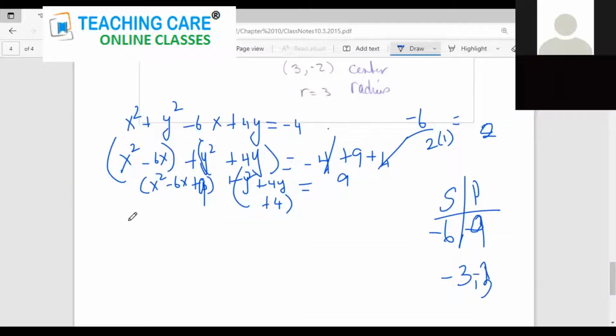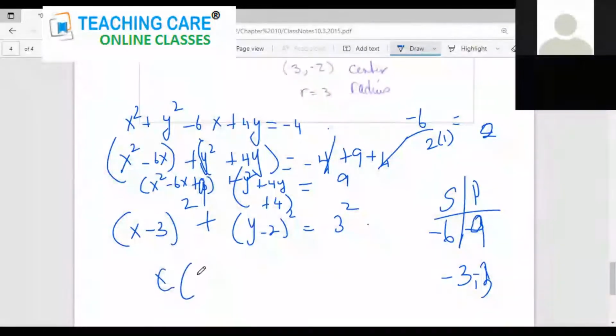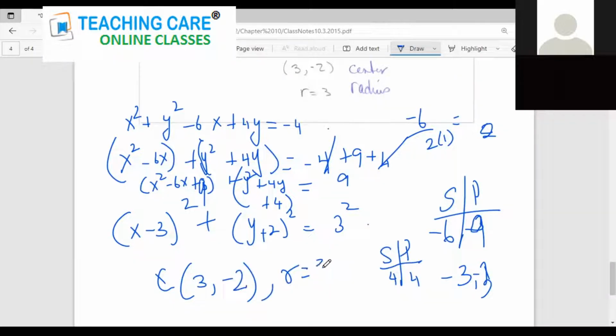So it is x minus 3 the whole squared plus, I should get 4 and 4, so -2 and -2. So y minus 2 the whole squared equals 3 squared. So the center would be 3 comma 2. Sum and product is 4 and 4. Yes, it will be positive. So this would be -2 and the radius is 3. So got it.